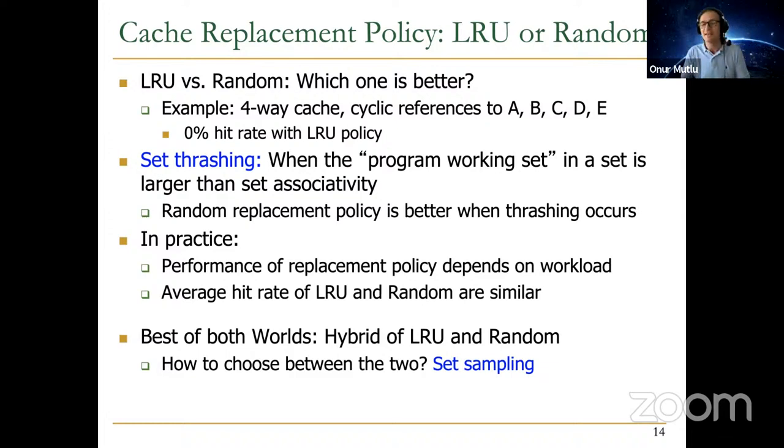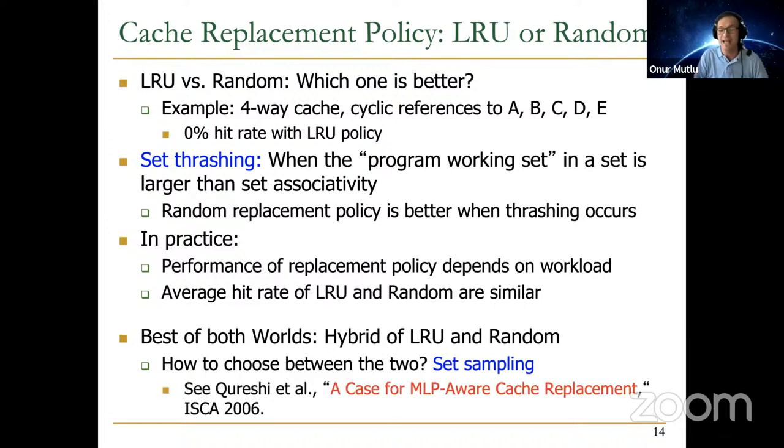to particular sets. This idea is called set sampling. It basically samples which policy is doing better over time. It could also sample over space, basically, in terms of which sets. And basically, it uses the policy that's doing better based on that sampling information. And I'm not going to go through the details of how it's implemented. You can certainly look at papers. This is a recommended paper that I'm going to talk about briefly.